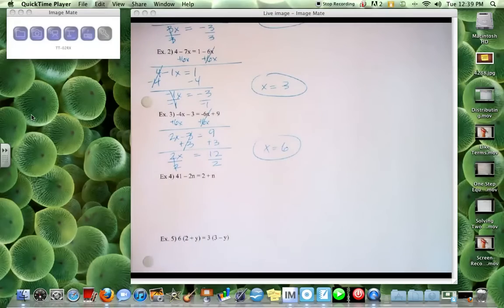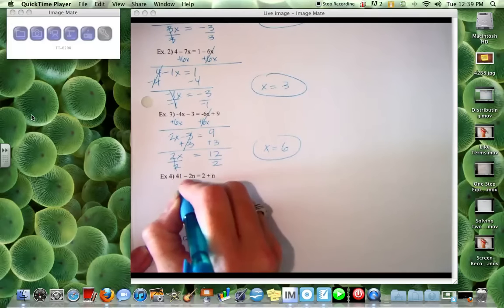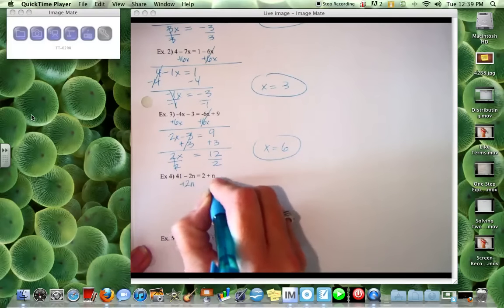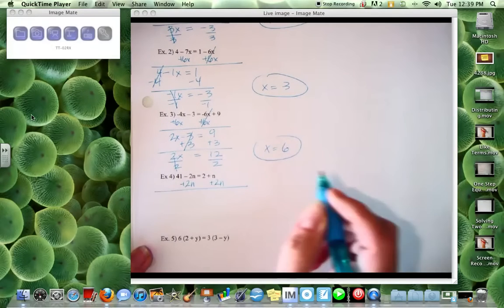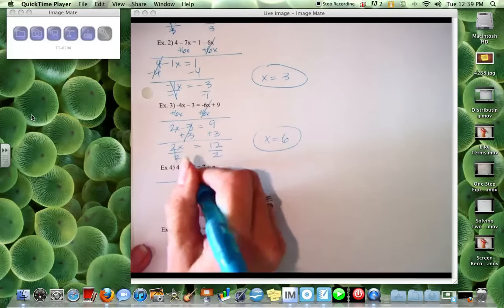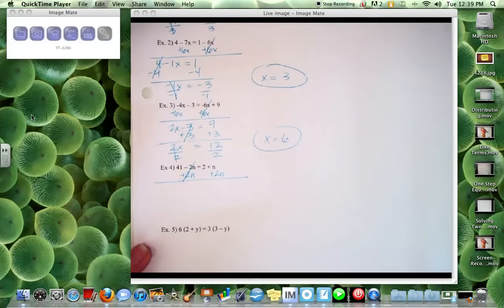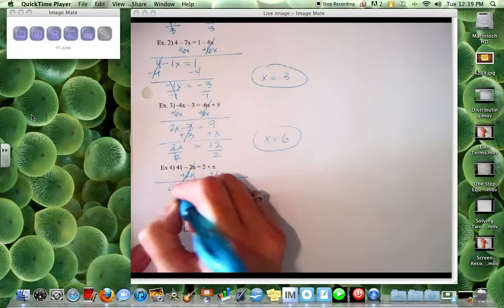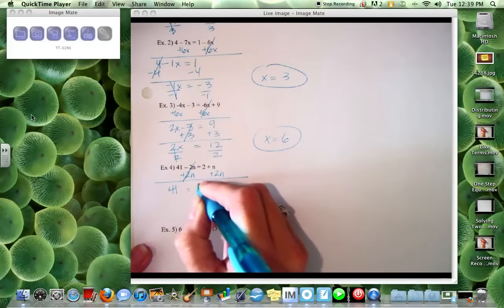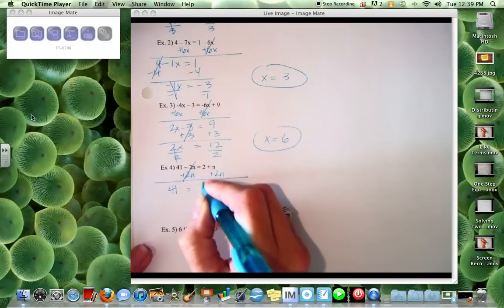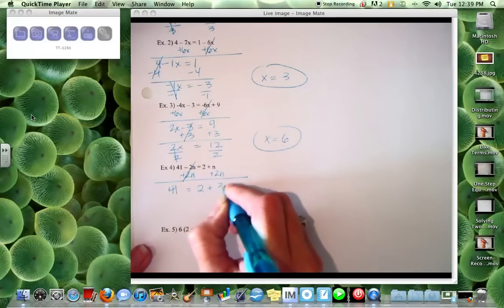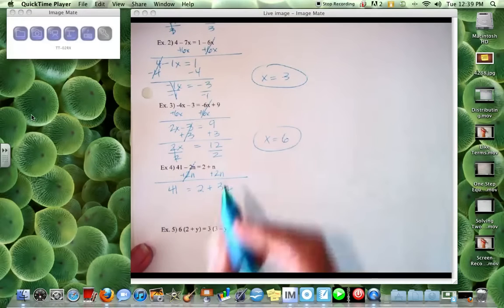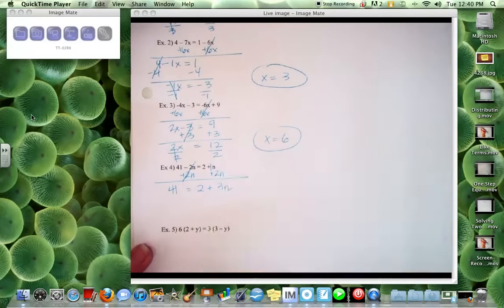So that means we would add 2n to both sides. So on the left, negative 2n plus 2n gives us 0. And what do I have remaining on the left-hand side? 41. 41 equals 4 plus 2 plus 3n. Wait, how would you get the 3? Because there's an imaginary 1n here plus 2n. Oh.